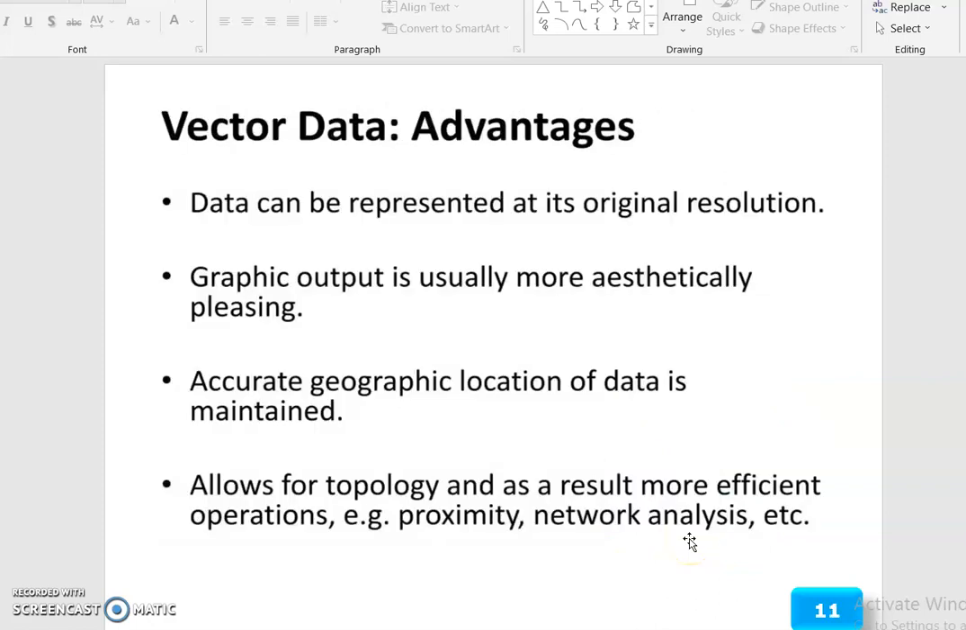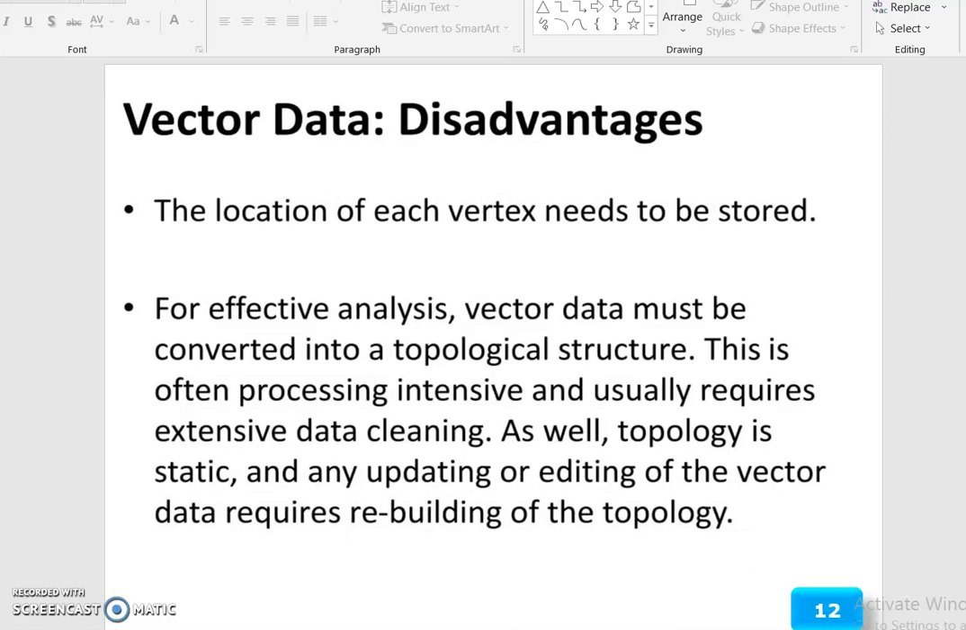Vector data: what are the advantages? Data can be represented at its original resolution. Graphic output is usually more aesthetically pleasing. Accurate geographic location of data is maintained, and it allows for topology, and as a result more efficient operations, for example proximity and network analysis, etc.